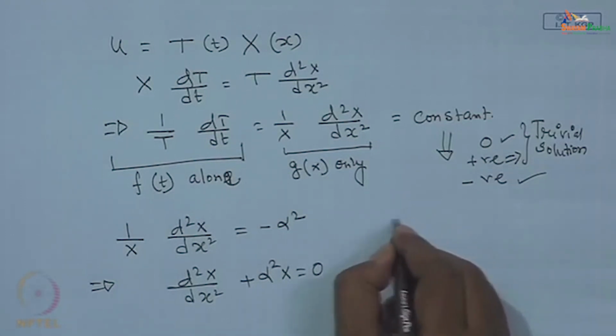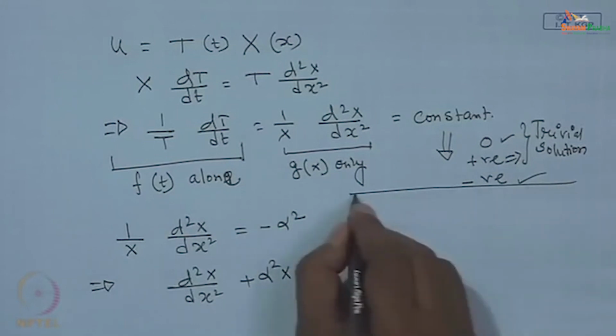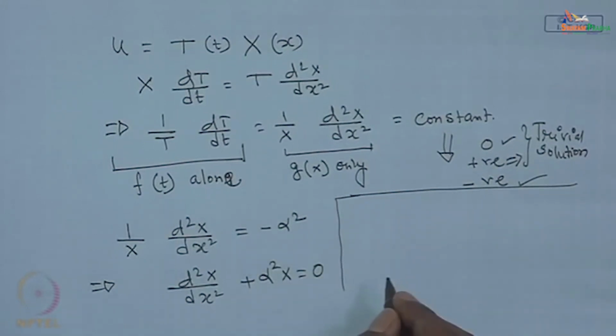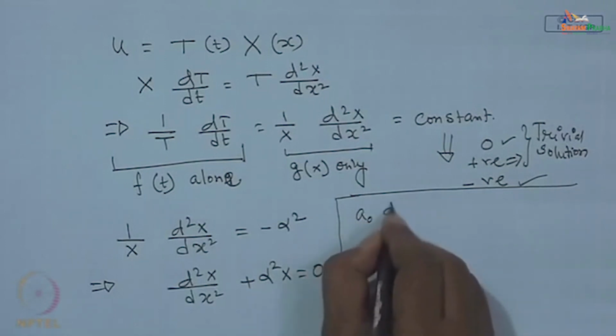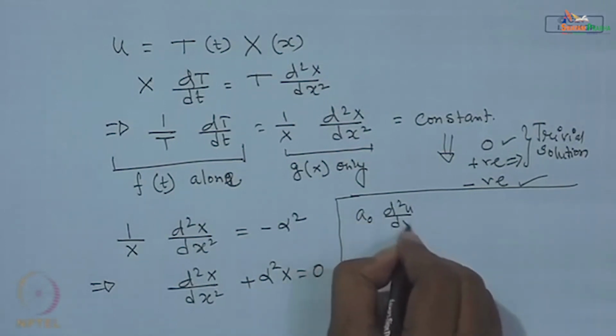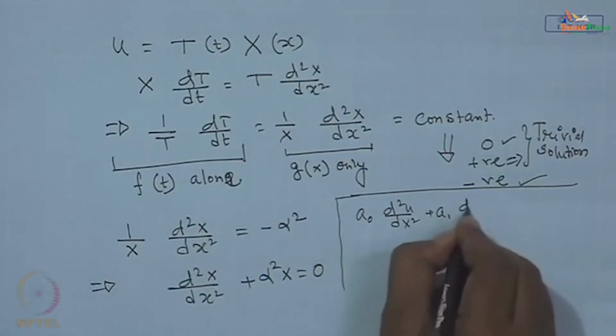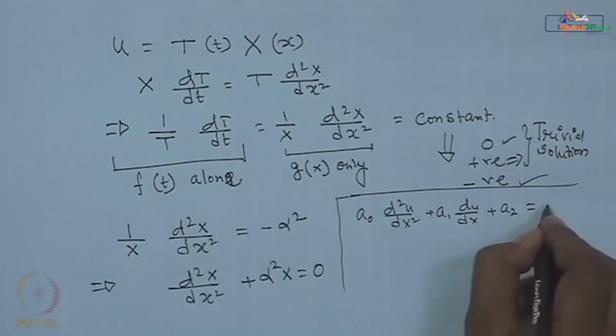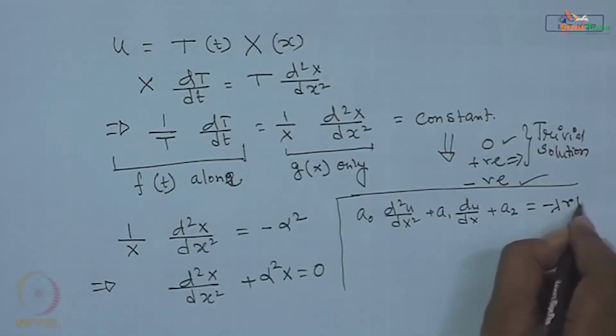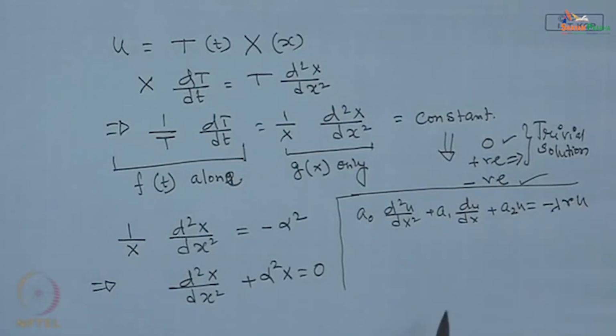I will just take a diversion here. If you remember the standard Sturm-Liouville problem, it will be a0 d²u/dx² + a1 du/dx + a2 u = -λ r u. This is a generalized Sturm-Liouville problem or eigenvalue problem.